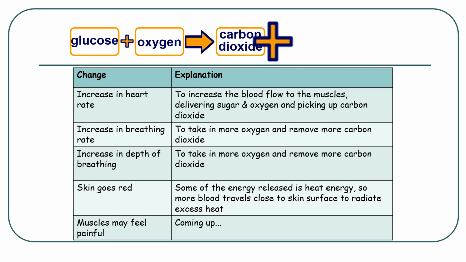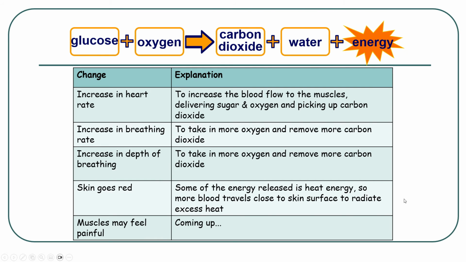Okay, so when you're exercising, you need to know about responses to exercise. So your heart rate, your breathing rate increase, your depth of breathing increases. What you're trying to do is increase the blood flow to your muscles. So it's delivering glucose and oxygen to your cells for respiration, and then removing that carbon dioxide, and you're breathing out that carbon dioxide. Skin may go red as energy is released as heat energy, so more blood travels close to the skin surface to radiate excess heat. Muscles may feel painful, and we'll talk about that in a minute.